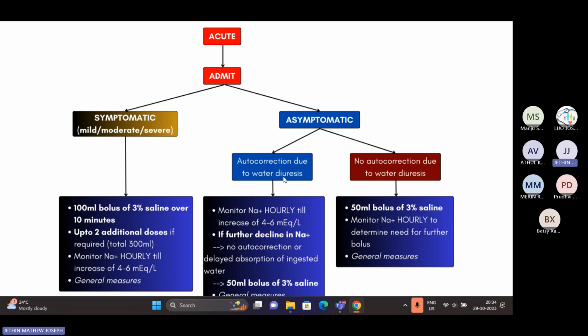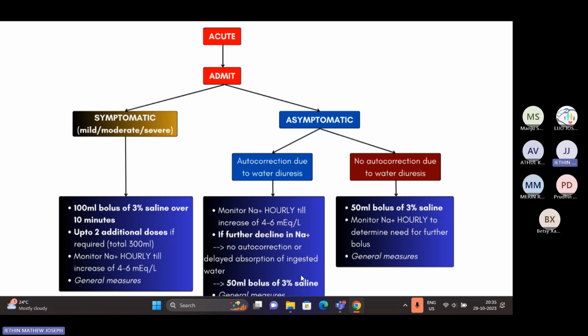So at later points also the sodium can drop. So initially you want to monitor sodium, and in this case monitor sodium hourly. And if there is an increase later, then it's okay. If there's a further decline in sodium, that is due to, for example, delayed absorption of ingested water, that means that there is no autocorrection happening.